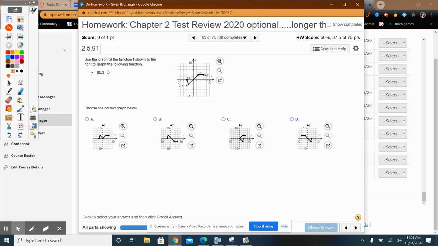Okay, what are they doing here? They're just taking the absolute value of all the y's. So anytime the y is negative, they want it to flip up instead. So all these get to stay where they are, but this just needs to flip up. So the answer will be A.